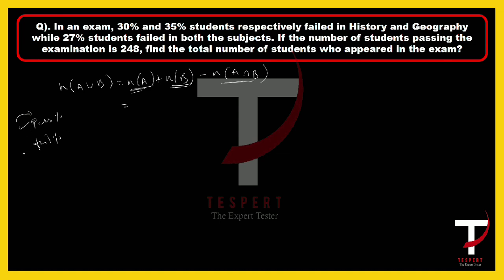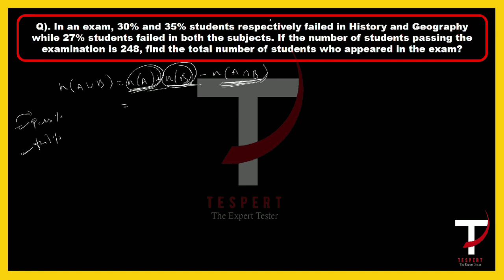Don't take the first two as pass percent and the third one as fail percent, or the first two as fail percent and the third one as pass percent. Every value of the three should be the same type, either pass or fail. Okay, so n of a is equal to, let us take the failed percentage here.